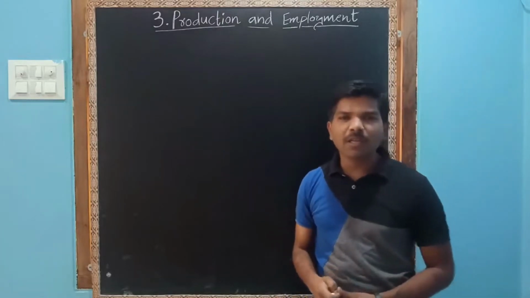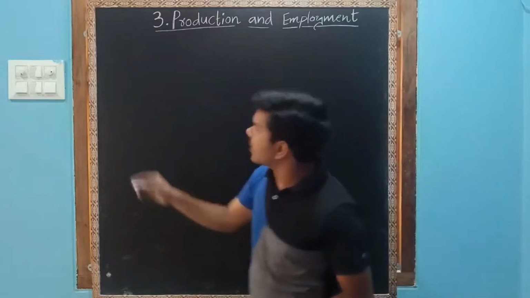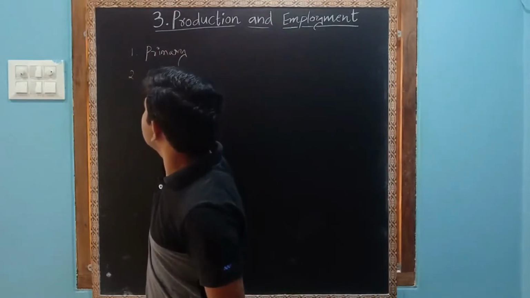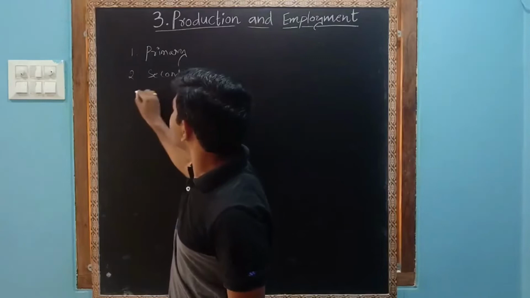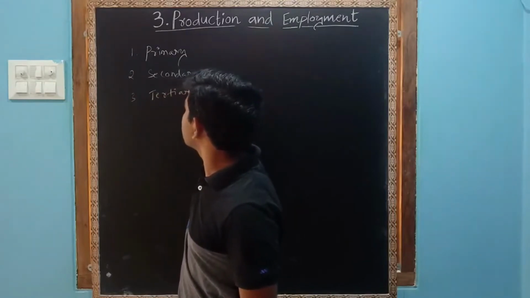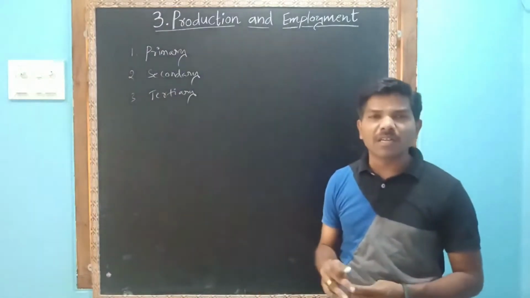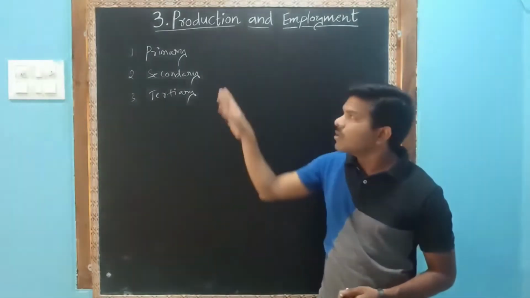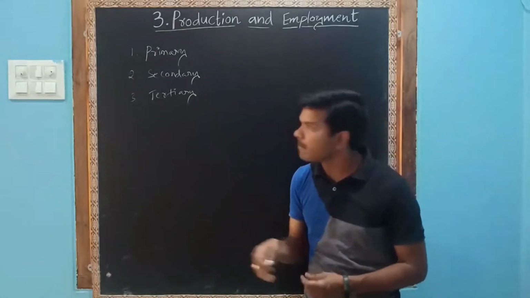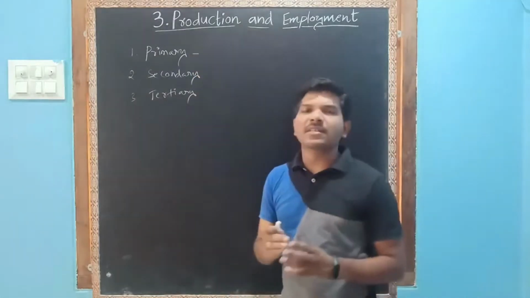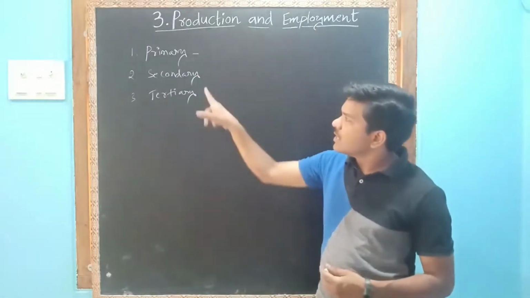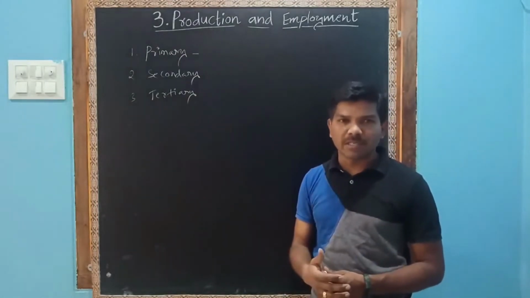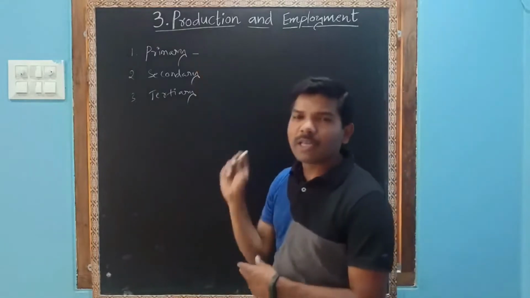Based on our Indian economy, there are three important sectors. First one, primary sector. Second, secondary sector. Third, tertiary sector. What are these sectors? What will these sectors usually do? Primary sector also produces goods and services. Secondary sector also produces goods and services. Tertiary sector also produces goods and services. Okay? How?